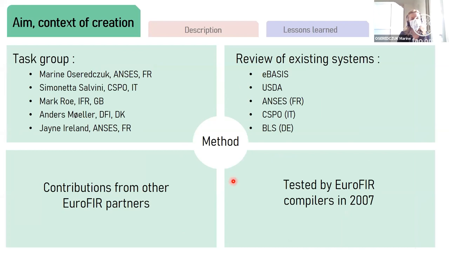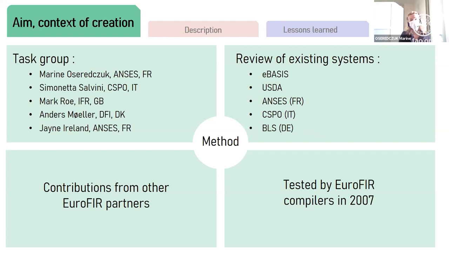Which method did we use to produce this Eurofear data quality system? A task group has been set up with Eurofear members. And we made a review first of existing data quality assessment systems. We had the BASIS system, which is another Eurofear work. It's dedicated to bioactive substances in foods. We have also four national systems from the US, from France, from Italy, and from Germany.